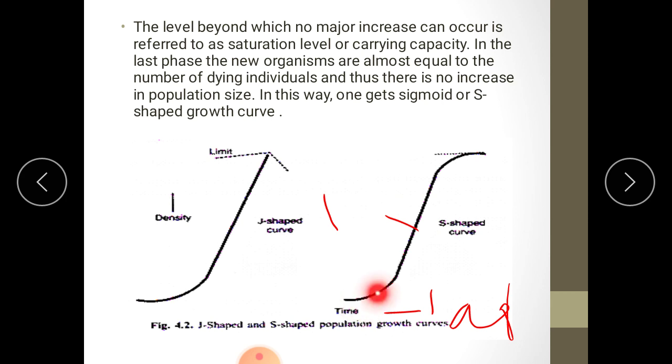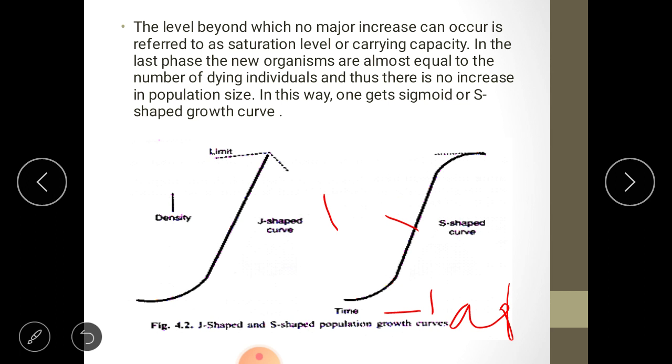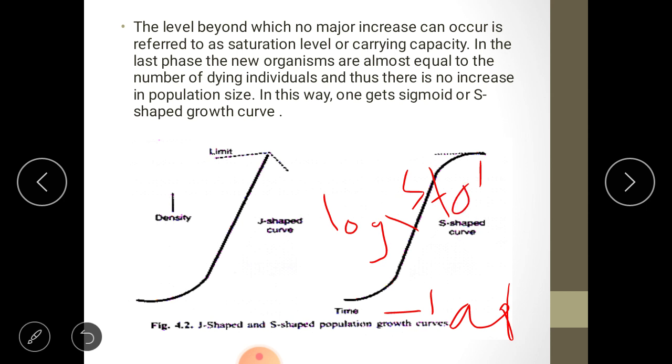This is lag phase, and this one is log phase. And this is stationary phase. So this is the S curve, one type of growth curve of a population.